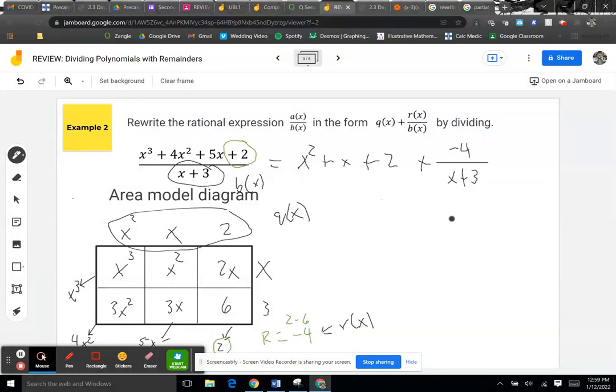If you'd like, you can practice this over here with long division and see that you should get this same exact thing. You should end up with a remainder of negative 4.